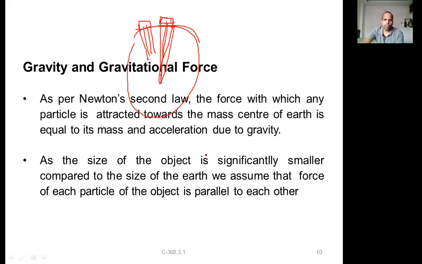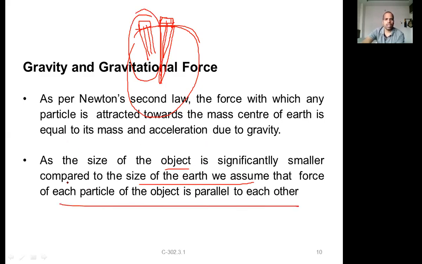Why are we assuming this? Because compared to the size of the object, the size of the earth is very much higher. The object size is very small compared to the earth size. So that's why we assume that they act parallel to each other. That's the meaning of this sentence: as the size of the object is significantly smaller compared to the size of the earth, we assume that the force of each particle of the object is parallel to each other.